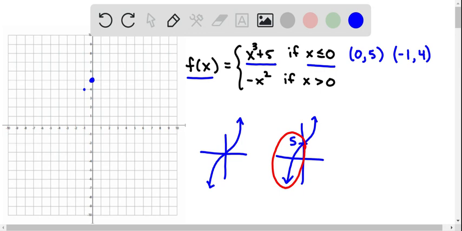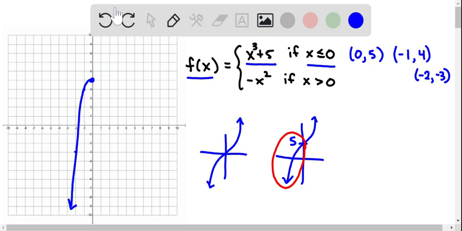And perhaps we choose one more point. Let's say x is negative 2. Negative 2 cubed is negative 8, plus 5 is negative 3. So negative 2, negative 3. So we have something like this. Remember, if we were graphing the whole graph, we would have something like that over there too, but we don't have that side.